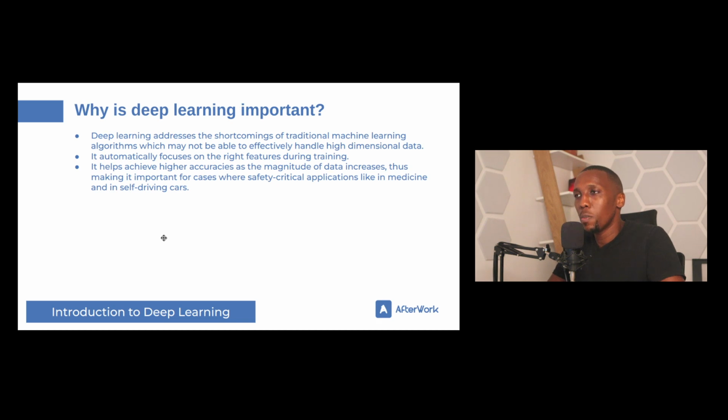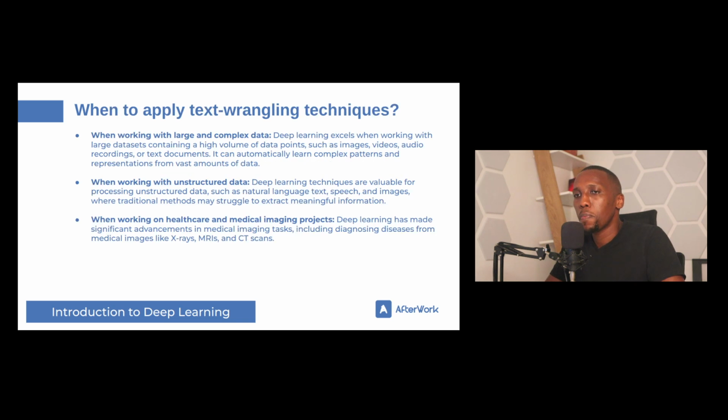Deep learning helps to address the shortcomings of traditional machine learning algorithms, which may not be able to effectively help us build machine learning models that can handle high dimensional data, where you have a data set with large numbers of variables. In some situations, deep learning is also important because it focuses on the right features during training, and it also helps us achieve higher accuracies.